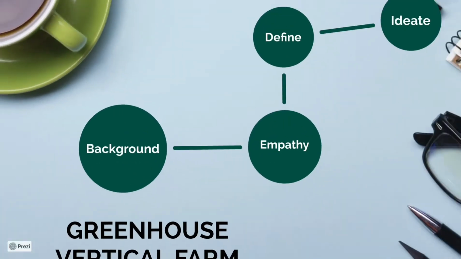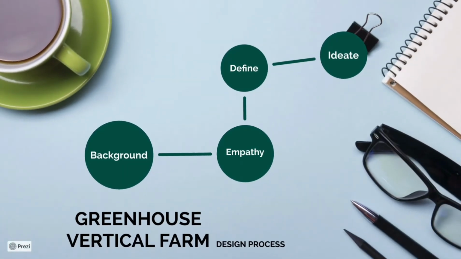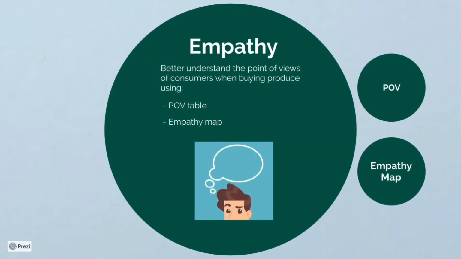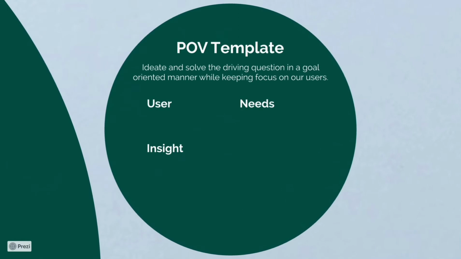For us to create a product that satisfies the consumer's needs, we have to put ourselves in their shoes and understand their point of views when buying produce. We can do this by creating a point of view table and an empathy map. A POV template allows us to ideate and solve the driving question in a goal-oriented manner while keeping focus on our users, their needs, and our insights about them. The users we have identified for this project are consumers of produce in Singapore. We will fulfill their needs of being able to buy fresh produce at an affordable price at their convenience.